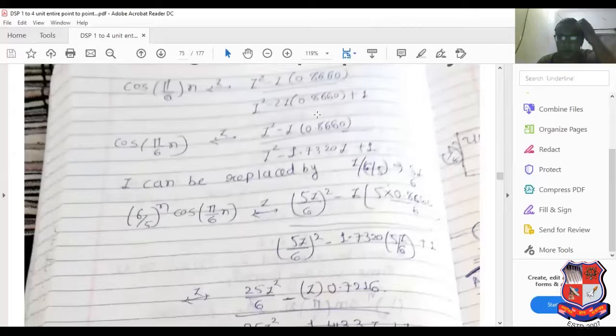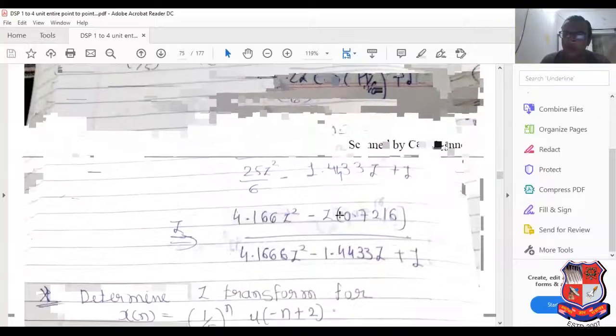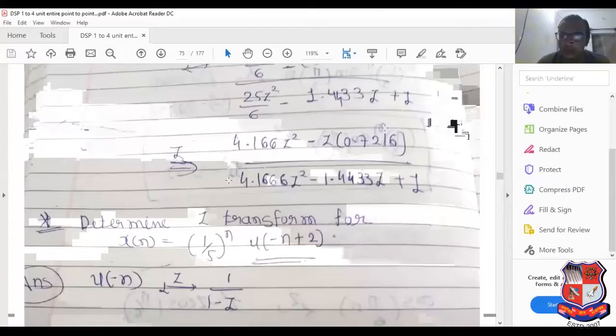Sorry, root 3 by 2 cos pi by 6 is equal to 0.8660. So z square minus 2z times 0.8660 plus 1. So here is the answer. Now apply the time scaling property, so replace z by z by a. So 6 by 5. Just do the step, replace z with z by a. So here we can get the answer. So this is the final answer related to the z transform of cos omega 0 plus sin omega 0.